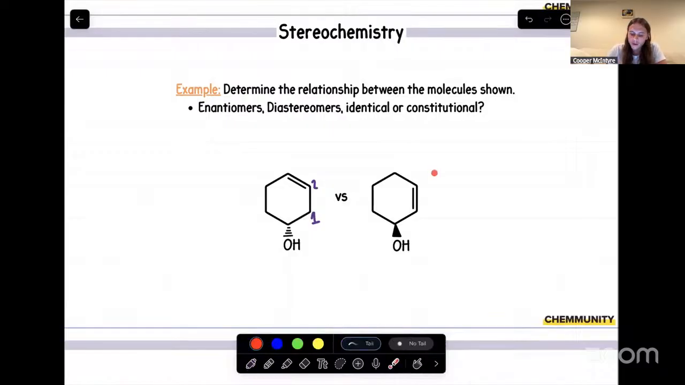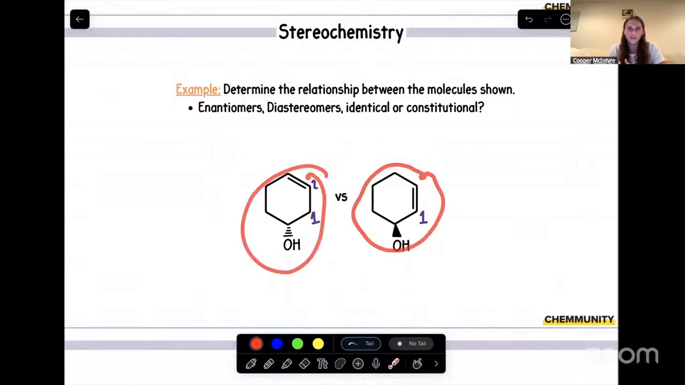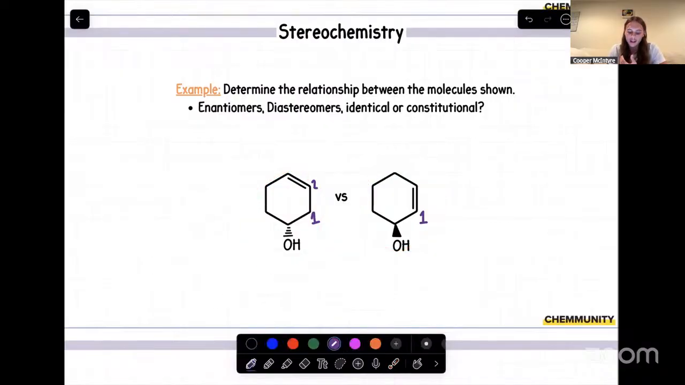But if we were to move over to our rightmost molecule, we see that we have our alcohol right here, and it is only 1 carbon away from our alkene. Now, since we're going from 2 carbons away from the alkene to now only 1 carbon away from the alkene, this is a good sign of a constitutional isomer. And yet again, constitutional isomers have the same molecular formula, but as we can see, they also have different atom connectivity.